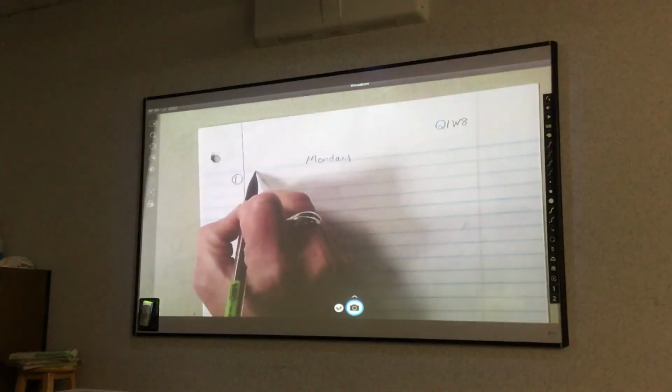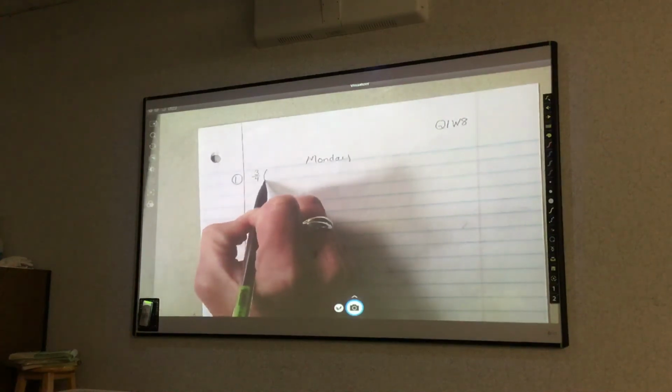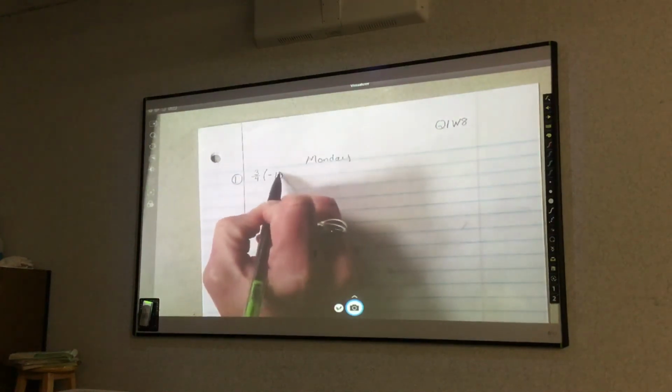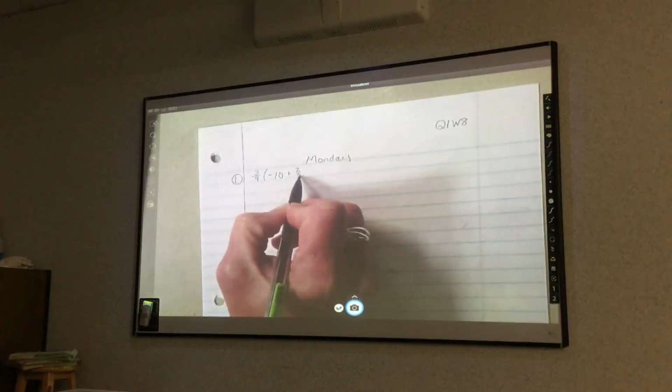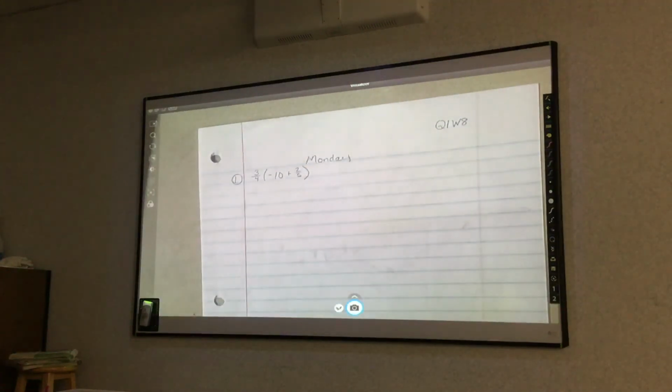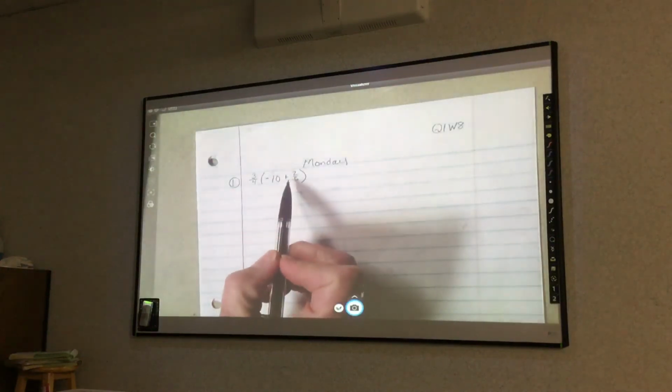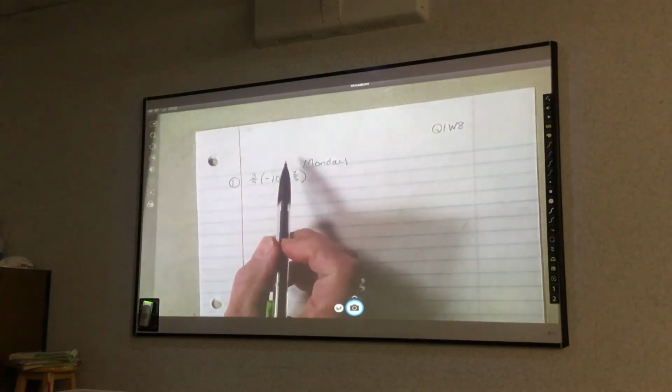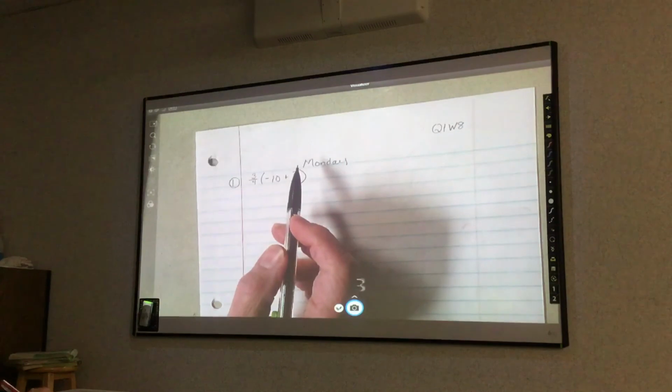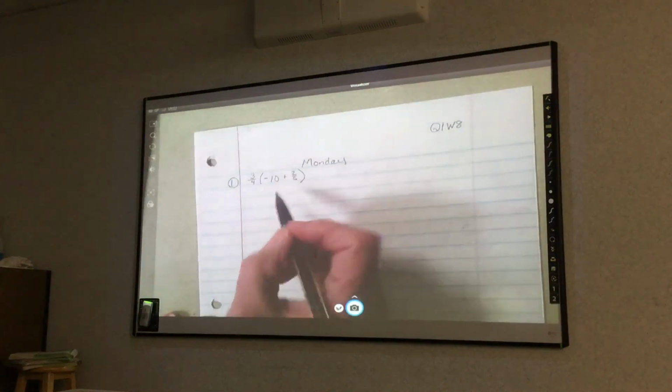It was 3/4 times the quantity, negative 10 plus 2/5. You could have added first what's inside the parentheses or do the distributive property. I did the distributive property because it was a little bit easier.